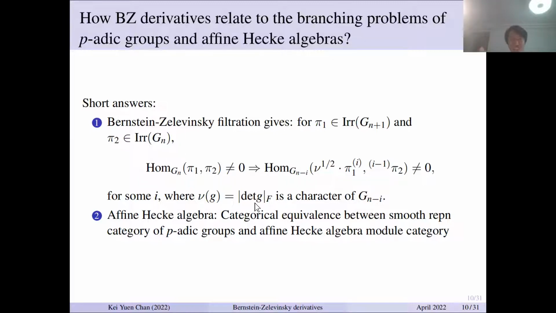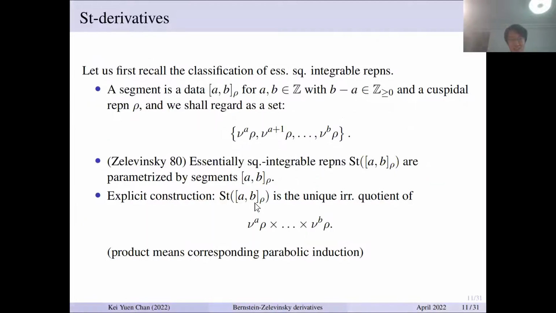And the topic today is also about the Hecke algebra, and the relation is through some categorical business. Depending on how much time we have at the end, we'll talk about the Hecke algebra then. So first of all, we will talk more about the derivative. We introduce the notion of another derivative. This is not the same as the Bernstein-Zelevinsky derivative, but it is useful in combination.